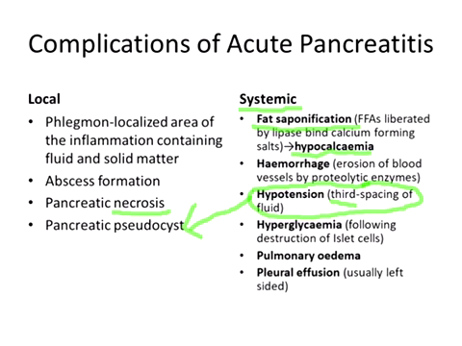Hyperglycemia can develop as a complication if the islet cells, which regulate blood glucose, become involved in the inflammatory process and are destroyed. To underscore the systemic nature of the complications, pulmonary edema and pleural effusions have both been known to develop in acute pancreatitis.